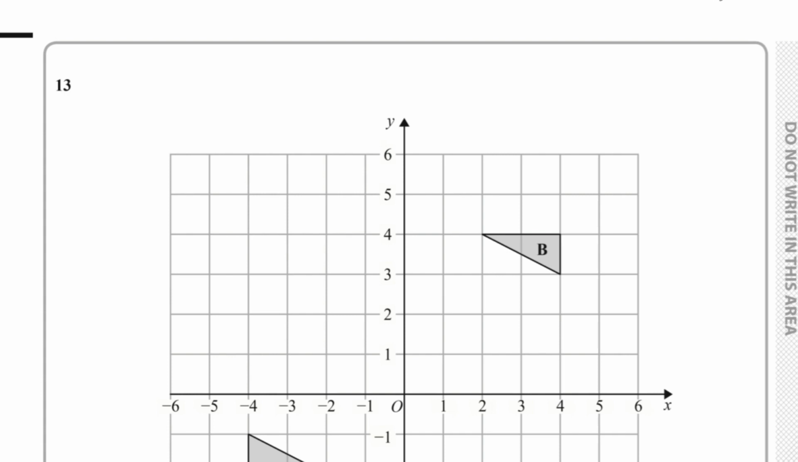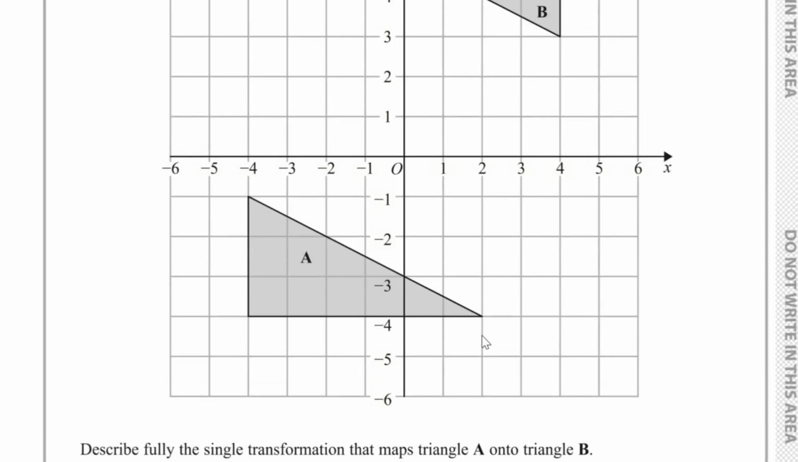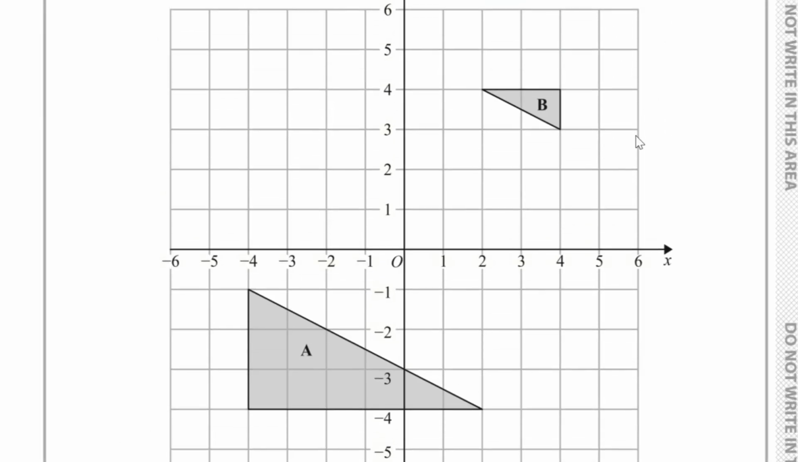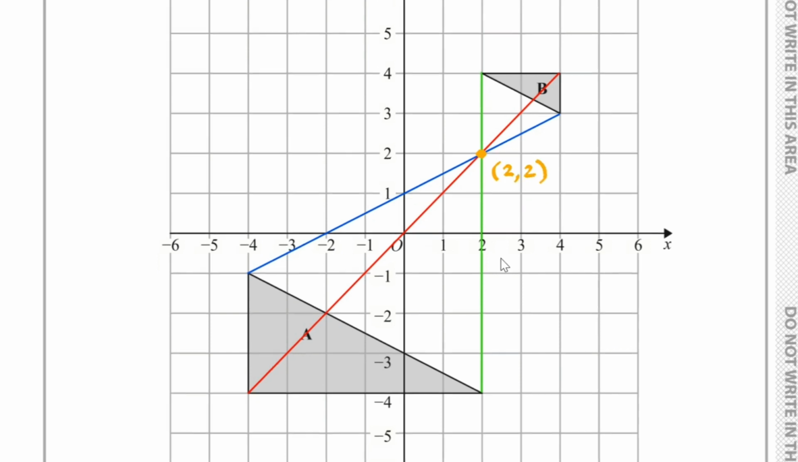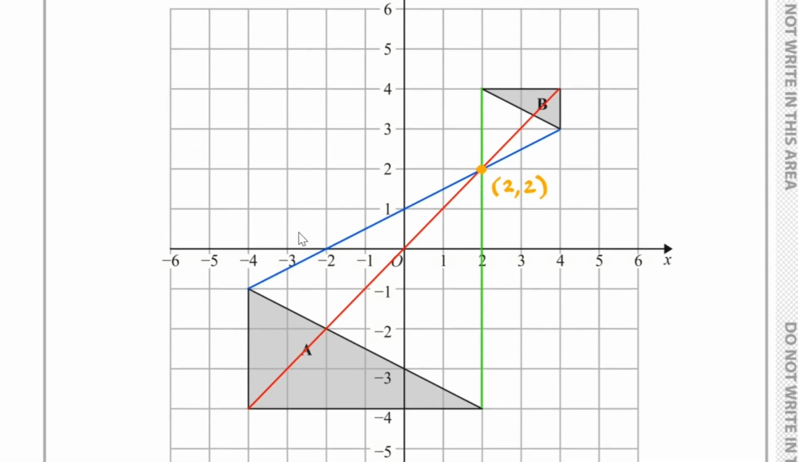Question number 13. We have to describe fully the single transformation that maps triangle A onto triangle B. Well, to do this, match up the corresponding corners. So this matches up with this. This would match up with this. And this would match up with this. And then we've got our centre over here, 2, 2. And what we can see is the shape is getting smaller by 3 times.